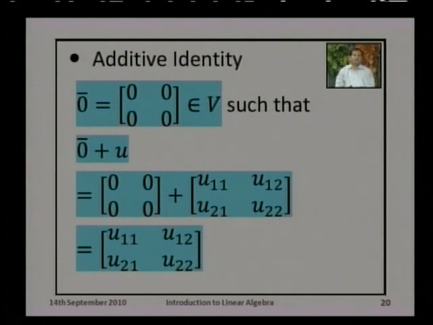We can very easily check that 0 plus U, that is, the matrix 0 0 0 0 plus the matrix U11 U12 U21 U22, is equal to U11 U12 U21 U22, and that is equal to U. So 0 plus U gives rise to U. Therefore the 0 matrix is the additive identity for the set V.